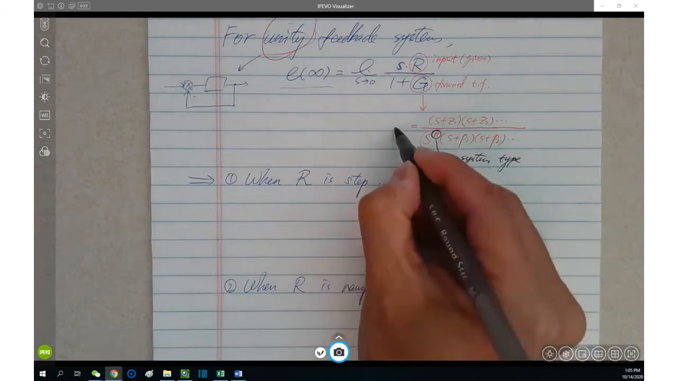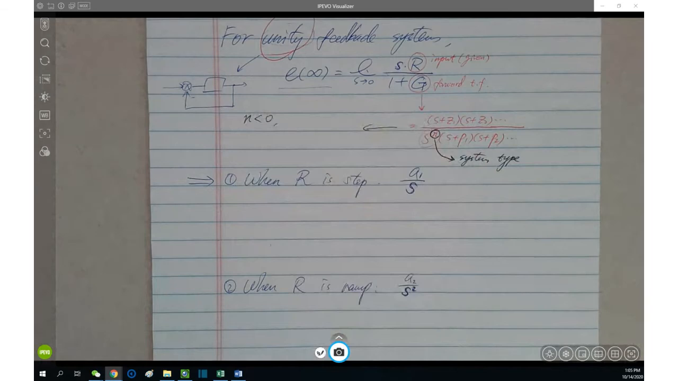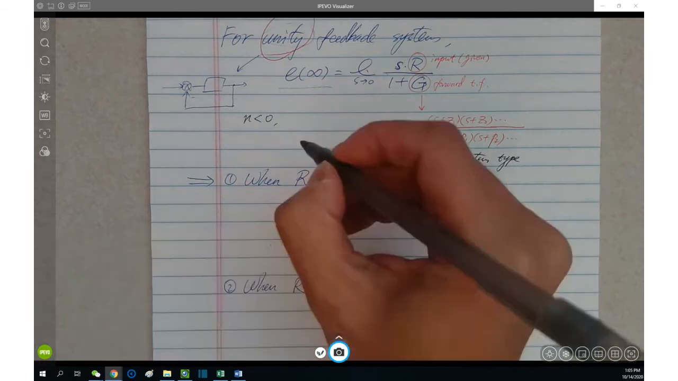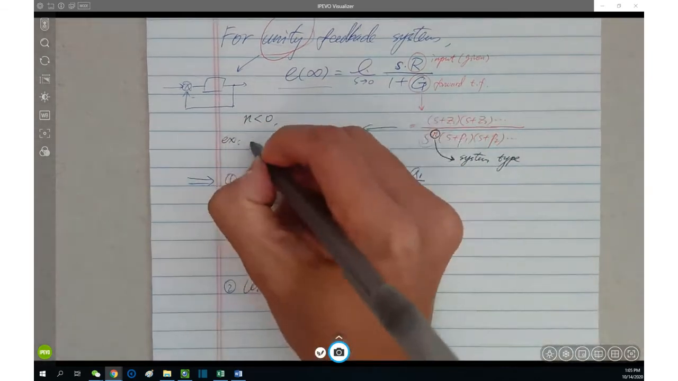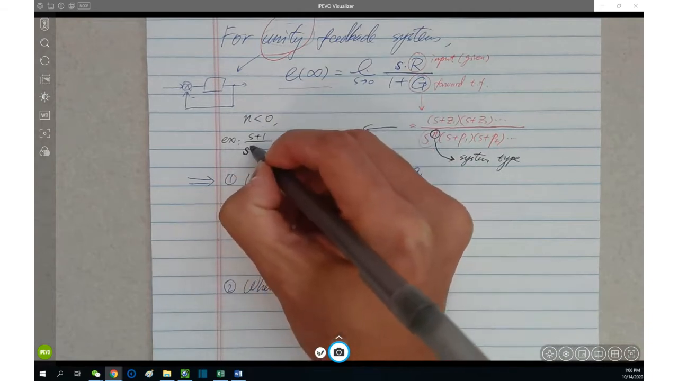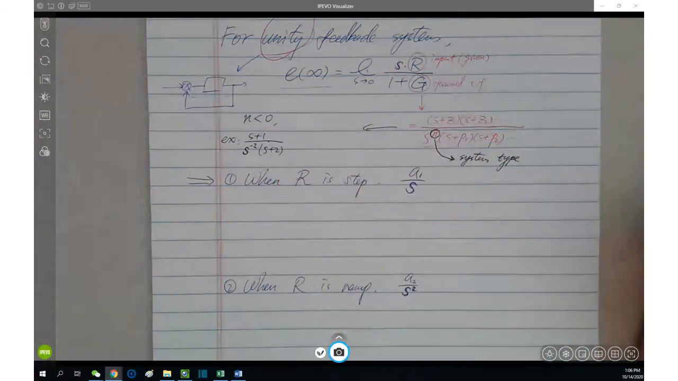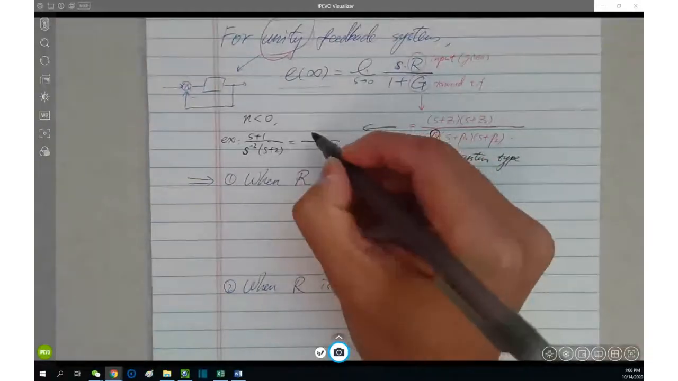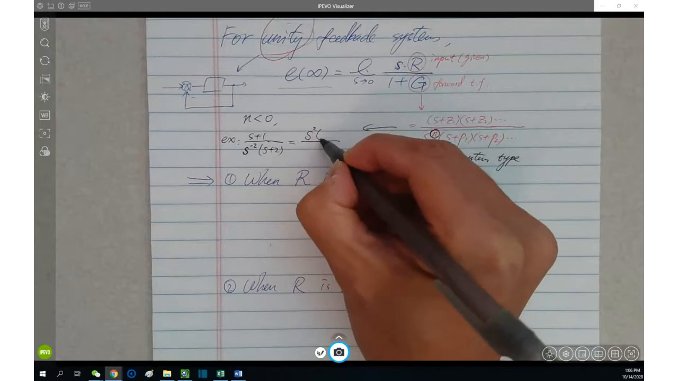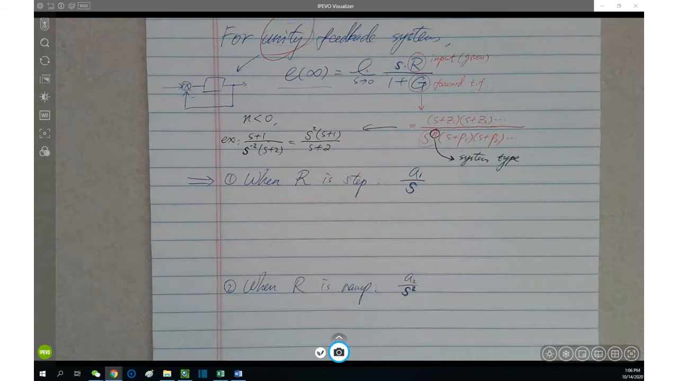Of course, what if n is less than 0? n is possibly less than 0. What happens? It's just like this: if, for example, you have s plus 1 here, and s to the power of less than 0, let's say 2, and then s plus 2. In this case, be careful. It essentially means this. Does it make sense? This is how you understand n less than 0.